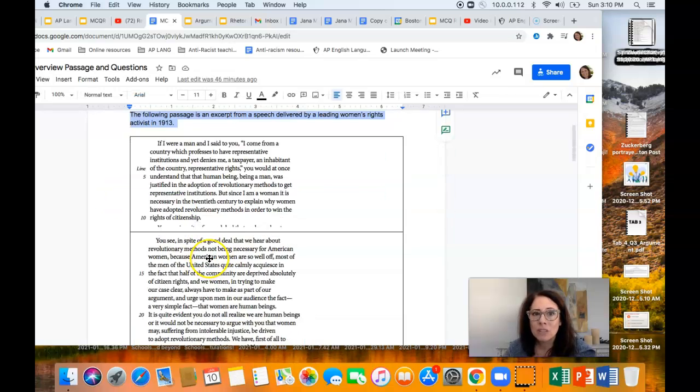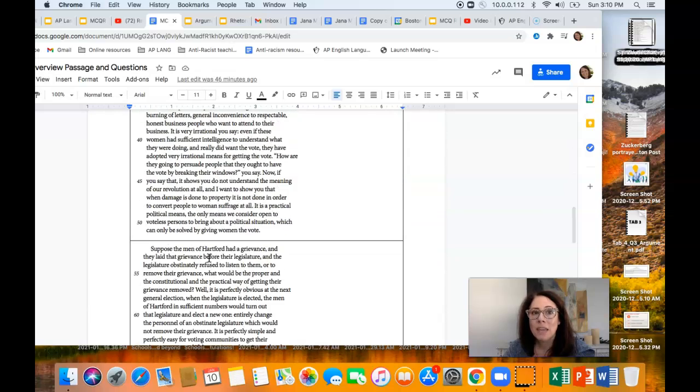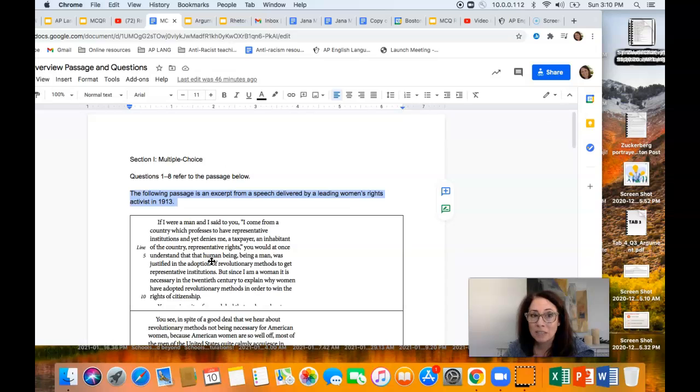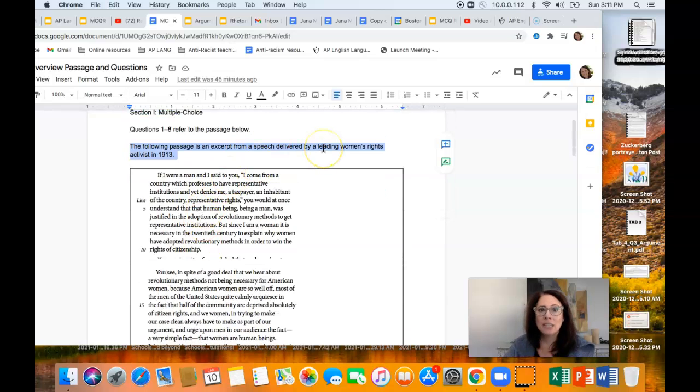So this looks very similar to the actual rhetorical analysis essay, right? They have a blurb, and then they have a text, a speech, a letter, and so on. But this is the multiple choice version of that. So I'm going to read it: it is a speech delivered by a leading women's rights activist in 1913. So in my head, I kind of know, all right, this is historical. It's at a time when women did not have the rights that men had. And so I'm also going to read the very beginning.